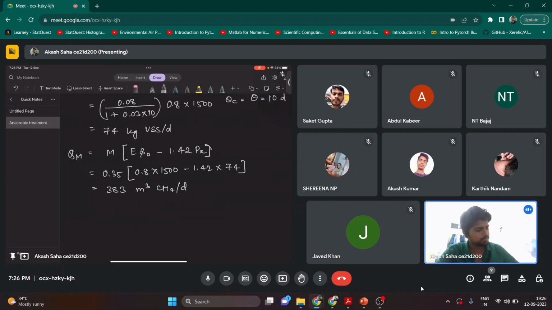So here we have seen, because some part of COD is being utilized for biomass, we are just simply subtracting it from the total COD content that is being converted into methane. 1.42 was the conversion factor in terms of oxygen requirement. So I have just subtracted it from that. So this is the total methane generated per day.